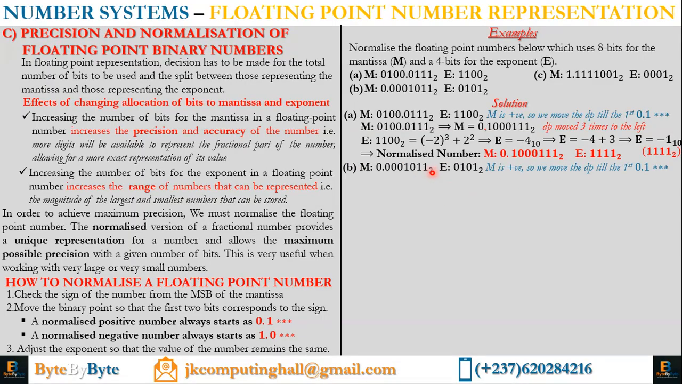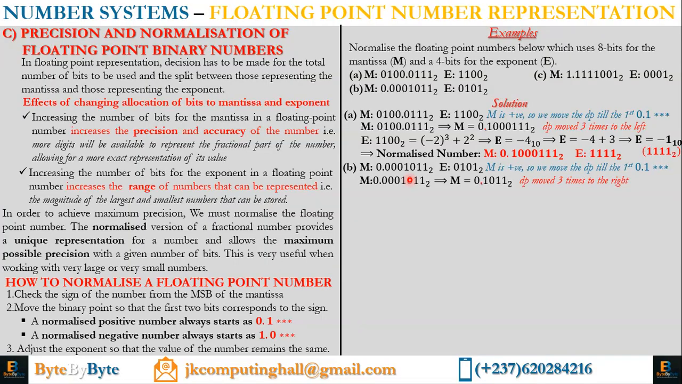We clearly see that the mantissa is still positive, so we are going to move the decimal point until we get the first 0.1. In this case, our decimal point is at this level, so I'm going to move it to this level because this is the first 0.1 we have. So this is what I get, 0.1011. As we are moving the decimal point and ending here, the other bits become non-significant, so they can be discarded without any problem. We realize the decimal point has been moved 1, 2, 3 times to the right.